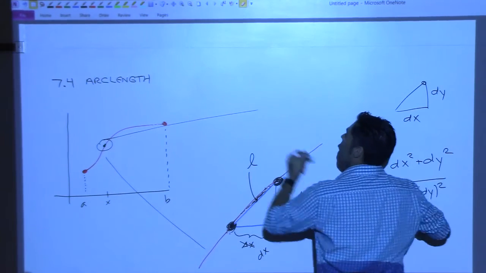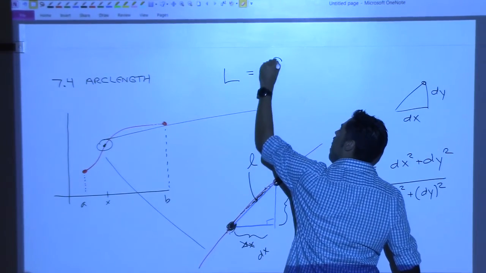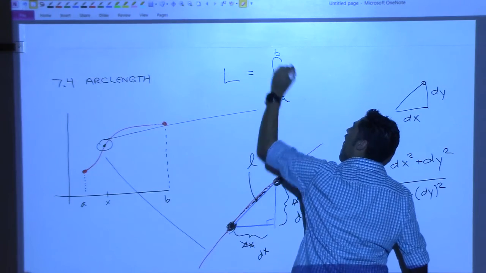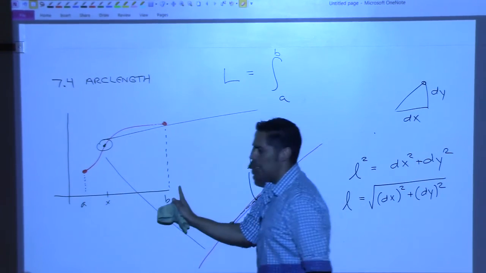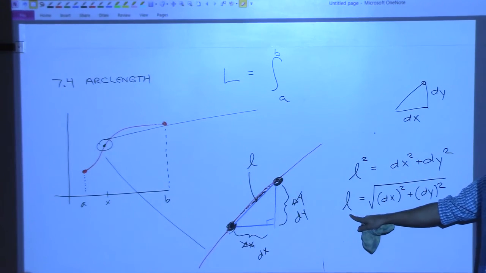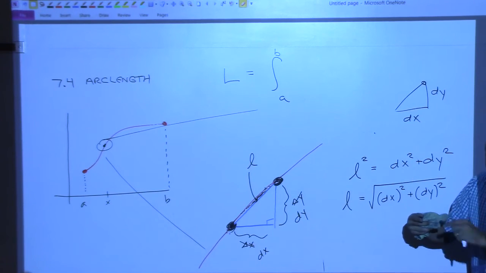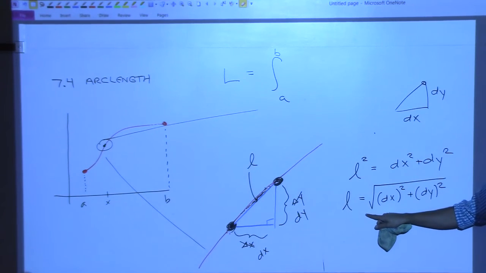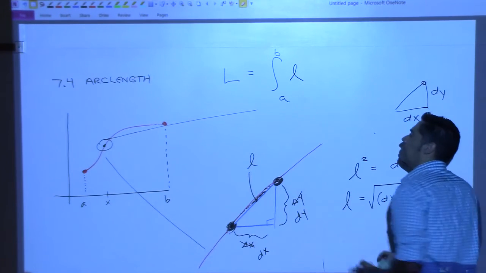So the total length, capital L, should be the integral from a to b, because I'm letting x start at a and end at b. But I'm trying to add up all these little l's. Yes? That's what I'm adding up. Just like we had to come up with a formula for our little slabs, now we're trying to come up with our formula for our little lengths. And we add them up, so we want to integrate this l.